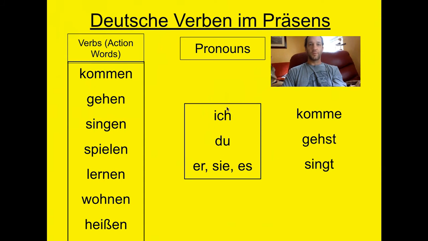And so in the first person, I would conjugate all verbs or action words with an E ending. So no matter what verb we have over here, kommen, gehen, singen, spielen, lernen, wohnen, or heißen, if I'm speaking in the first person, I'll always use an E ending. So ich komme, ich gehe, I go, ich singe, I sing, ich spiele, I play, ich lerne, ich wohne, ich heiße, I'm called. Always an E ending in the first person.